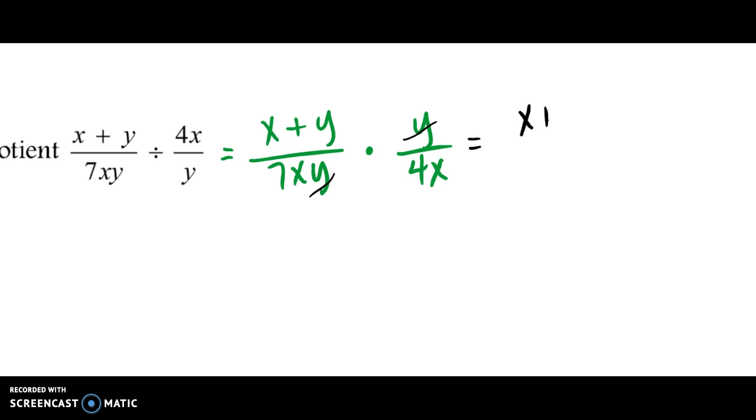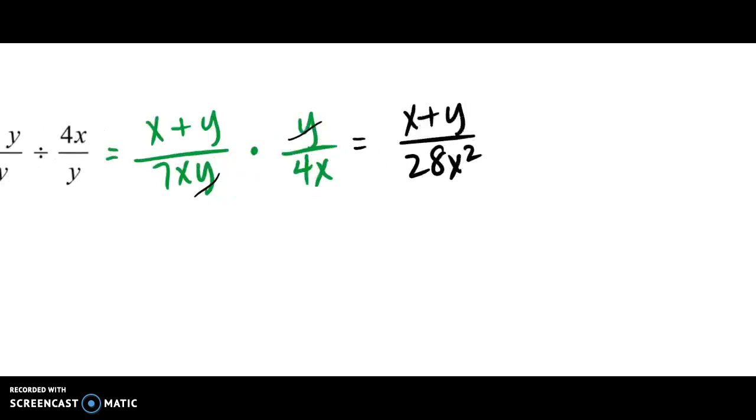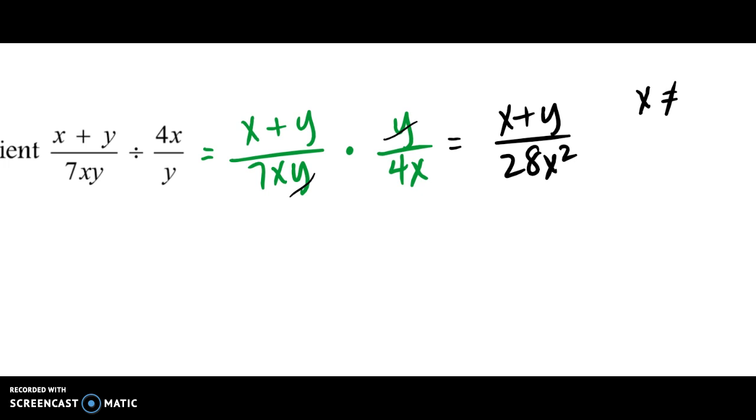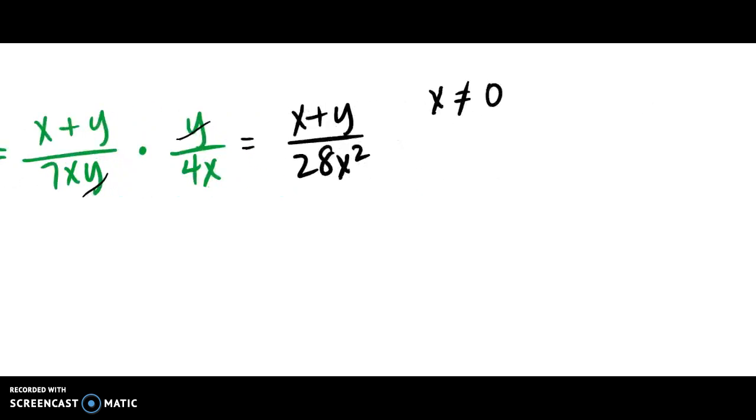So we're left with x plus y divided by 7x times 4x, which is 28x squared. And then excluded values: x cannot equal 0 and y cannot equal 0.